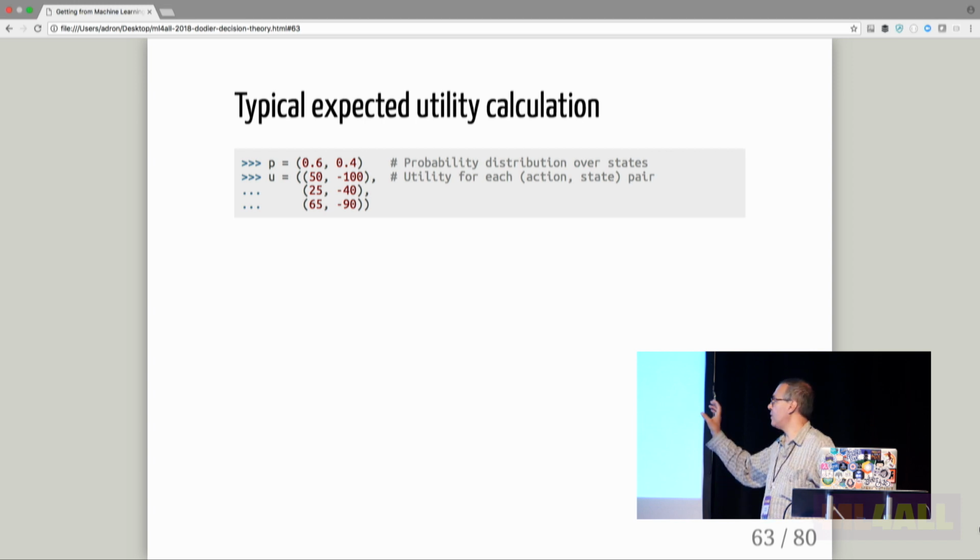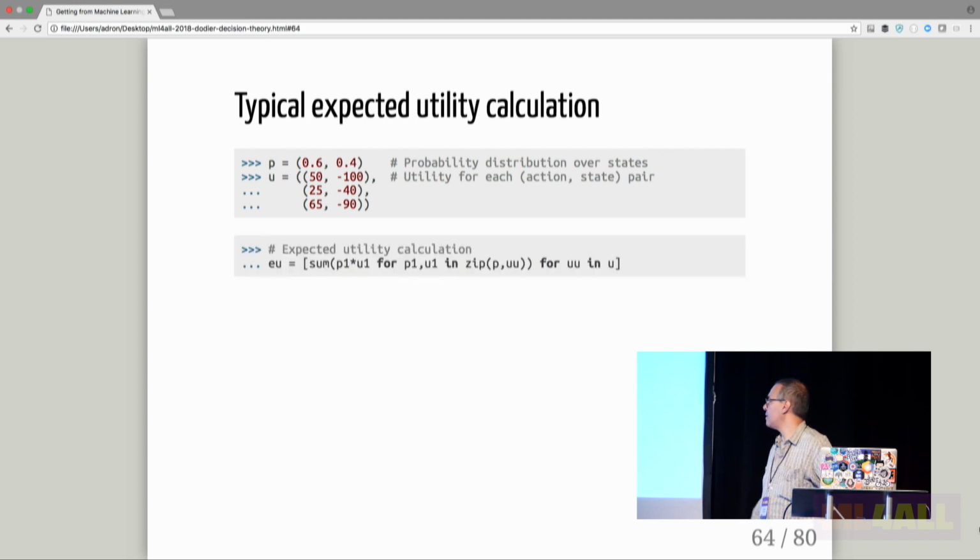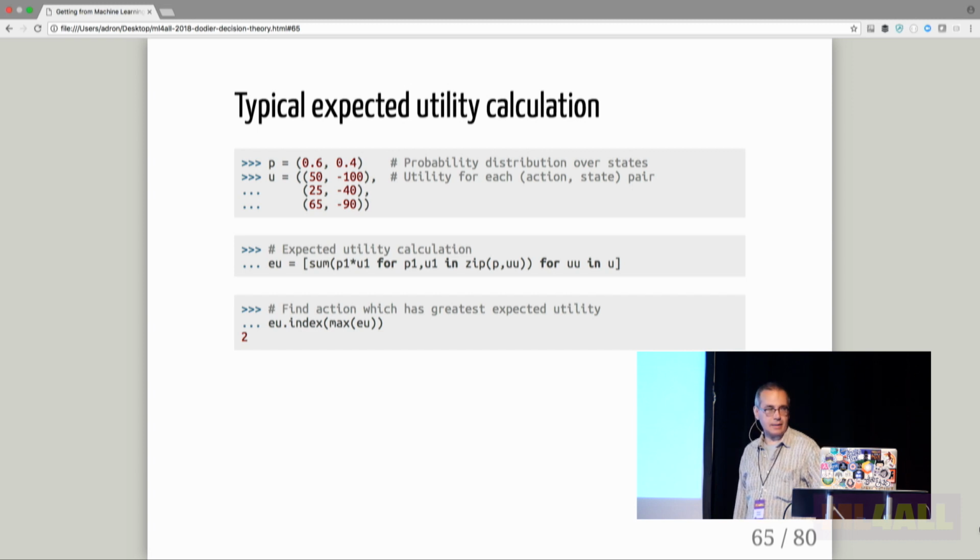So again, to put the whole thing together, this is the statement that I showed before. First, calculate the expected utility, and then find the element that has the greatest value. I know that this is a very simplistic computation, and it turns out that this is exactly the kind of computation that you need to carry out when you go through this expected utility decision.